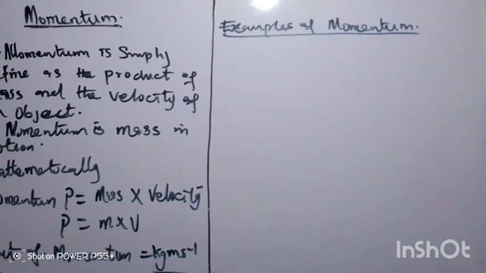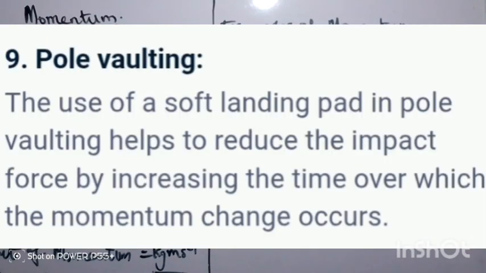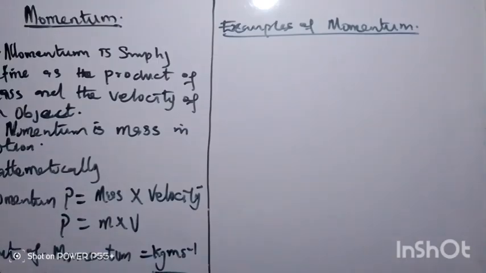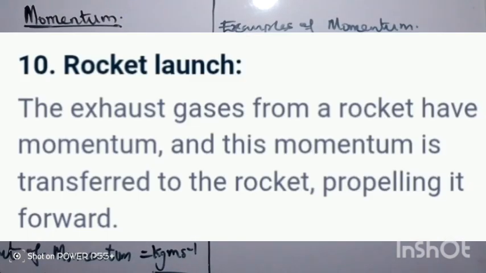Number nine example, as shown on the screen, pole vaulting. That is, the use of a soft landing pad in pole vaulting helps to reduce the impact force by increasing the time over which the momentum change occurs. The last example, which is number ten, as shown on the screen, is the exhaust gases from a rocket.